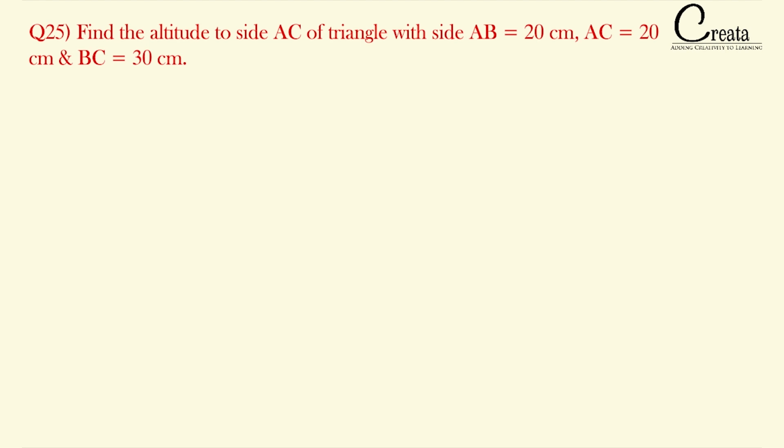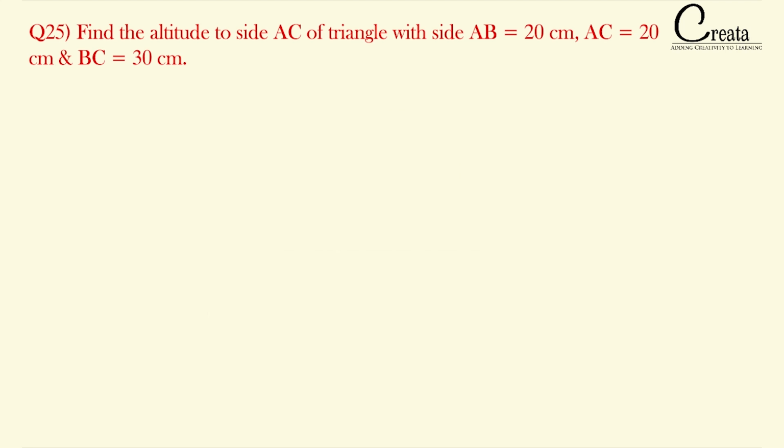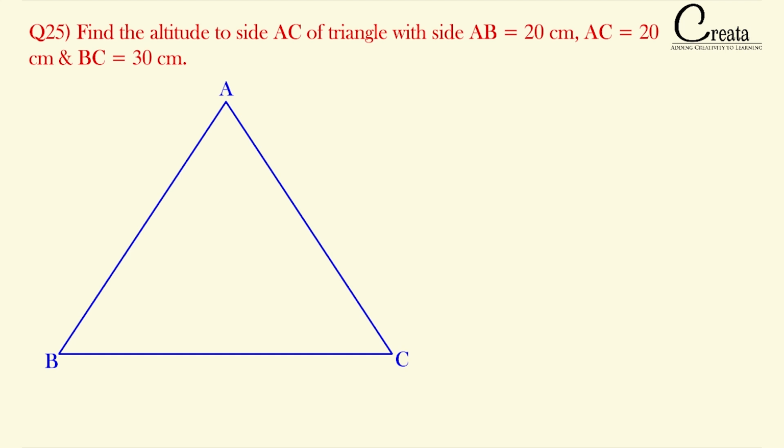The question is, find the altitude to side AC of a triangle with side AB is 20 cm, AC is 20 cm and BC is 30 cm. Okay, let's proceed with the question. In this question, three sides of a triangle are given as AB, AC and BC. Means we have to assume a triangle ABC. AB is given as 20 cm, AC is given as 20 cm and BC is given as 30 cm. Here AB and AC both are 20 cm, means this triangle ABC is an isosceles triangle. Got it? Further, in this question we have to find the altitude to the side AC.